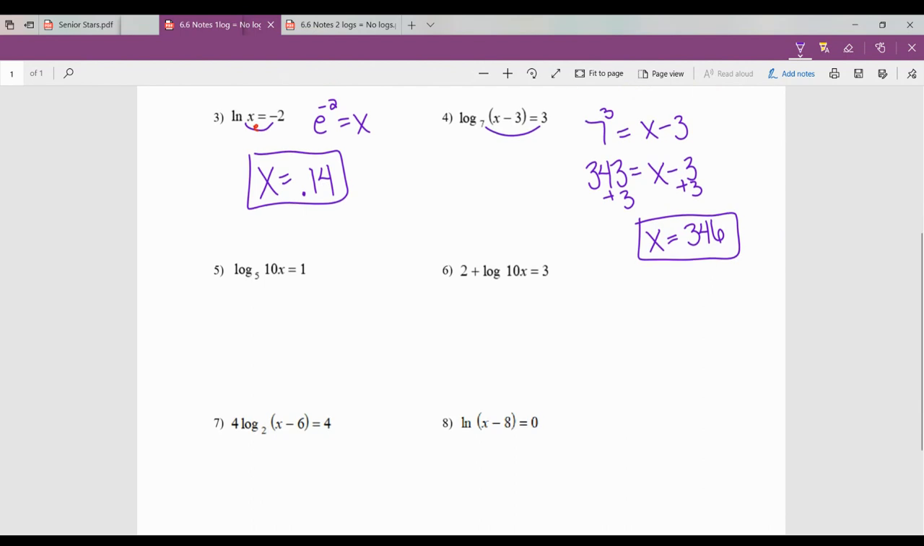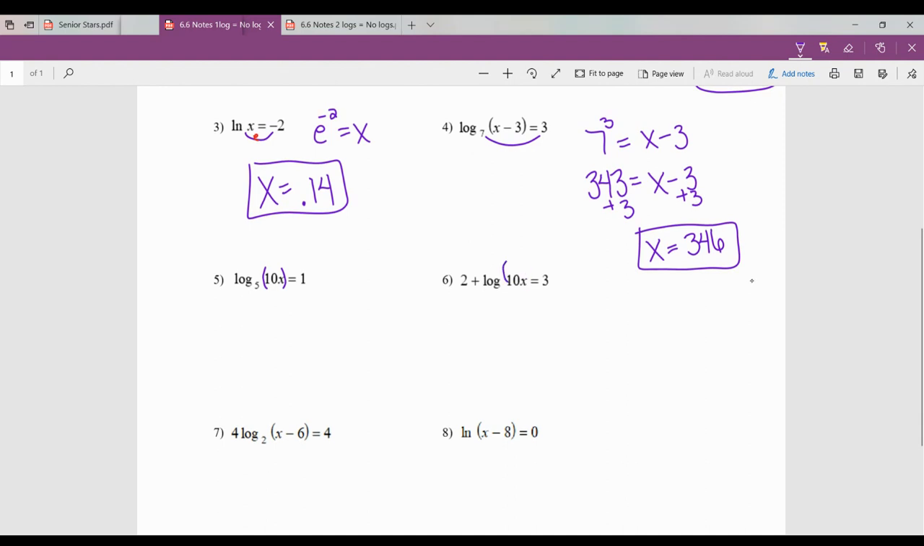All right, number 5, now technically that's like parentheses around the 10x. For some reason, it just doesn't show parentheses around it, but I'm going to write in parentheses around that 10x for both of those. So I'm going to swoop: 5 to the 1 equals 10x. So 5 equals 10x. I divide by 10. X equals 5 over 10, which is divide by 5, 1 over 2. Simplest fraction form unless it's ln.